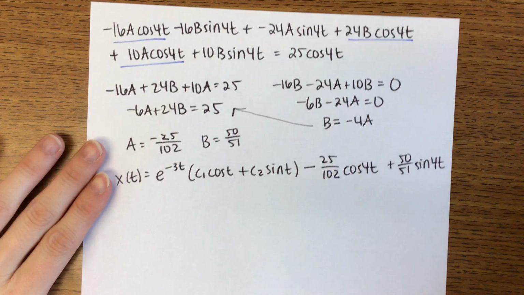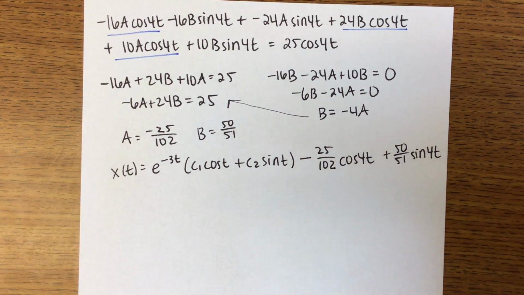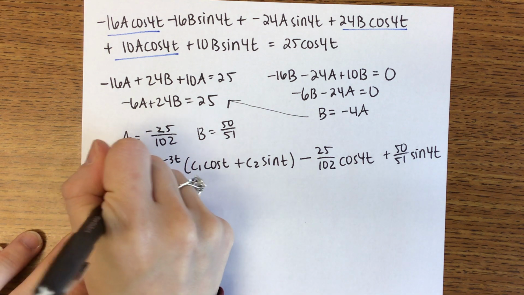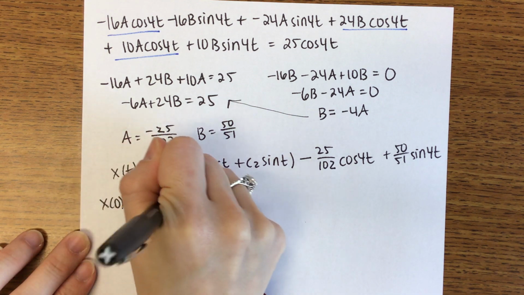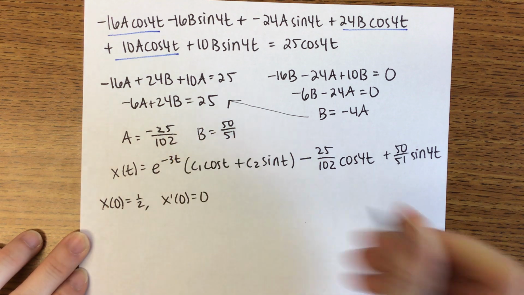And then, while that was a long problem, we're not done yet, so please don't stop there. We were given two initial conditions, so we need to find C1 and C2. We were given x of 0 is 1/2, and x prime of 0 equals 0.